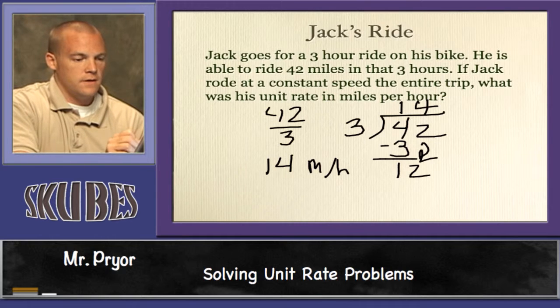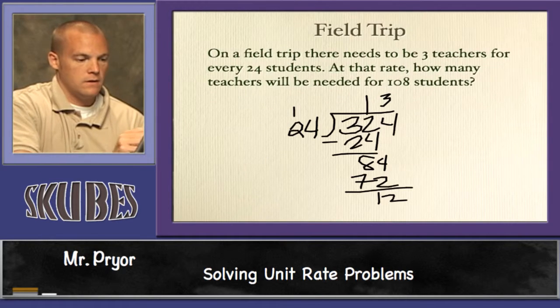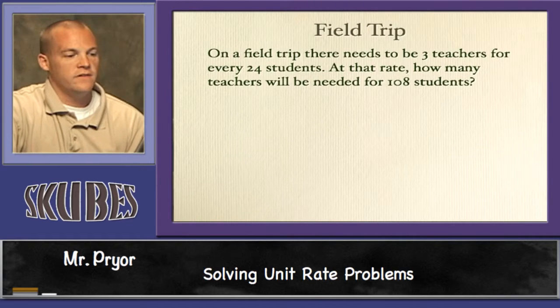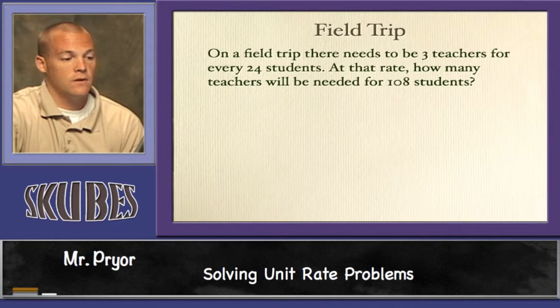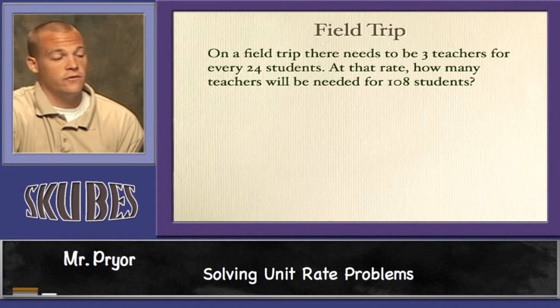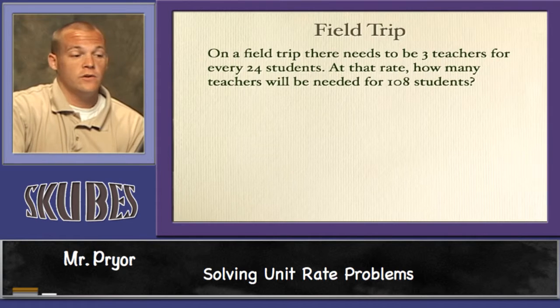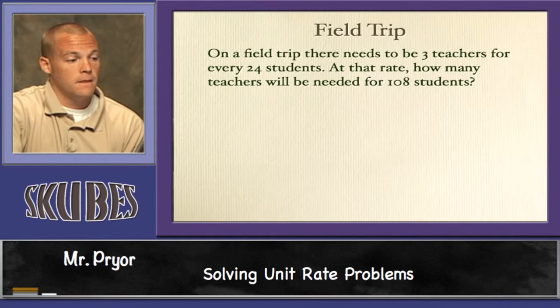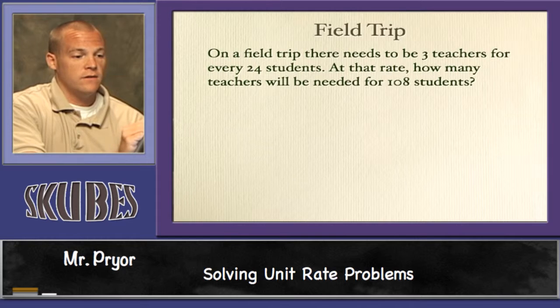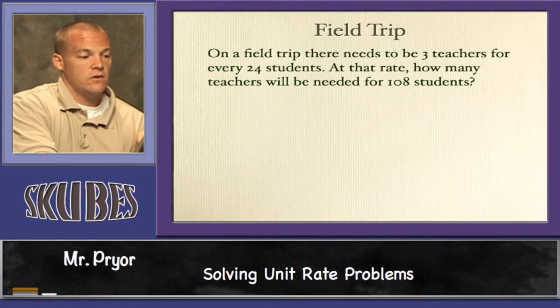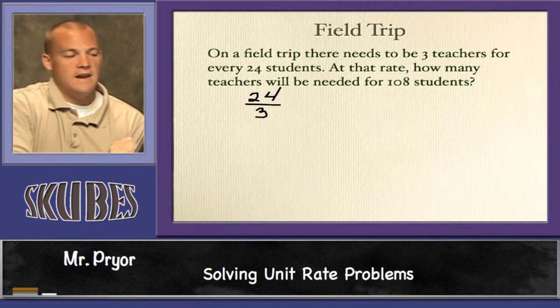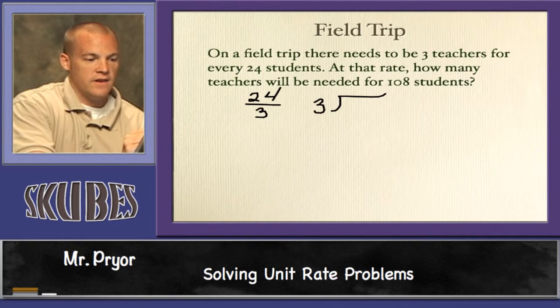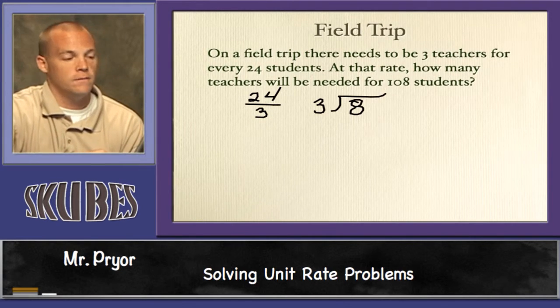The next example here. On a field trip, there needs to be 3 teachers for every 24 students. At that rate, how many teachers will be needed for 108 students? You actually have a couple strategies you can use here. The first of which would be the same one we just used a moment ago. We can figure out how many students per teacher. To do that, we will set up the problem as 24 students per every 3 teachers, and by dividing here we'll find out how many students there are per teacher.